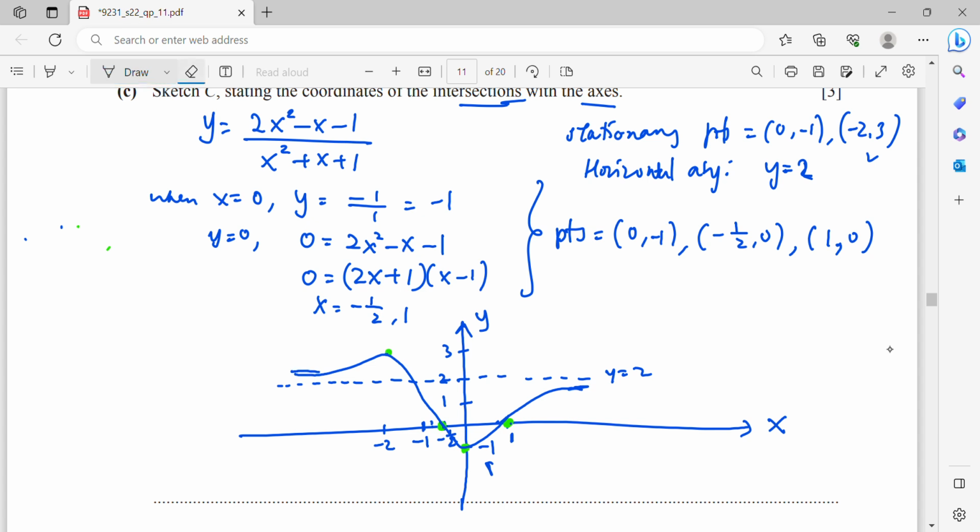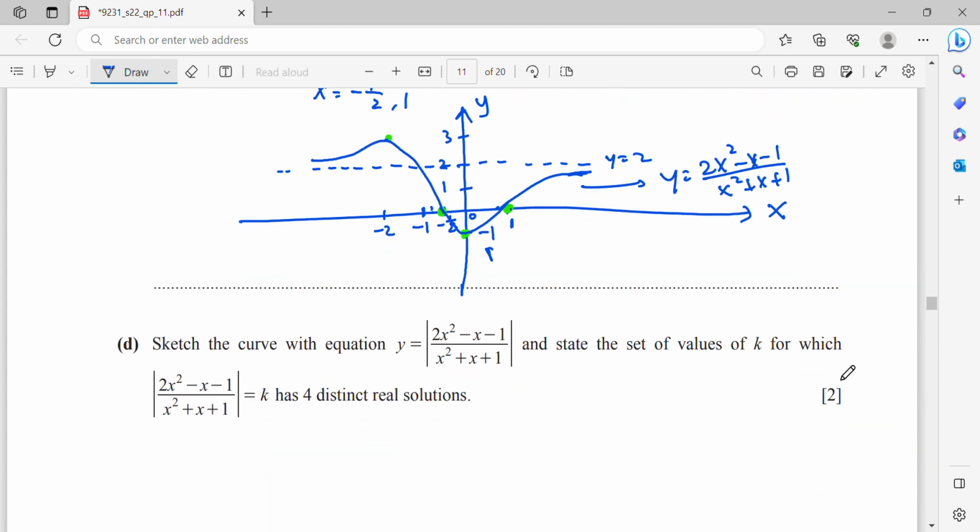Alright, so this is my graph. Make sure your graph will not increase when x tends to infinity. It will tend to y equals 2. So this is my y equals 2x squared minus x minus 1 over x squared plus x plus 1. Here is 0. Okay, this is the graph.